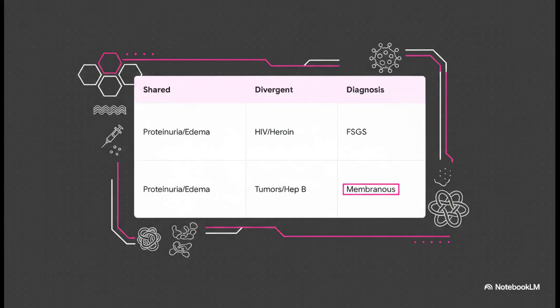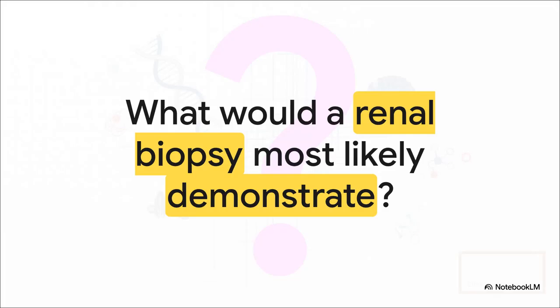Executing our final clinical variance breakdown, we isolate the demographic and systemic variables, separating these identically presenting edematous states. The shared presentation is an adult with massive proteinuria, hypoalbuminemia, and severe edema. The divergent variables: if the history strongly includes HIV, chronic heroin use, or predominantly African American demographics, the diagnosis is FSGS. But if the history links instead to solid tumors, hepatitis B, or acute venous thrombosis, the diagnosis shifts entirely to membranous nephropathy. Here is the ultimate integrated assessment vignette.